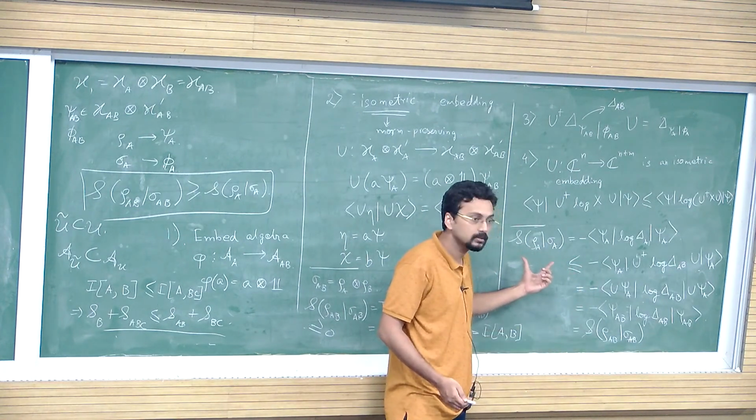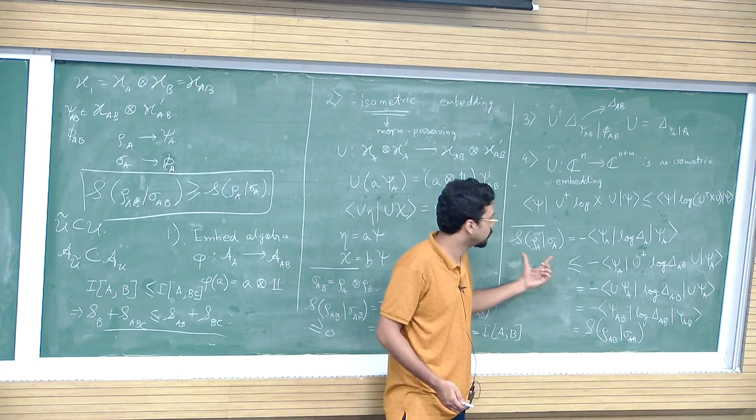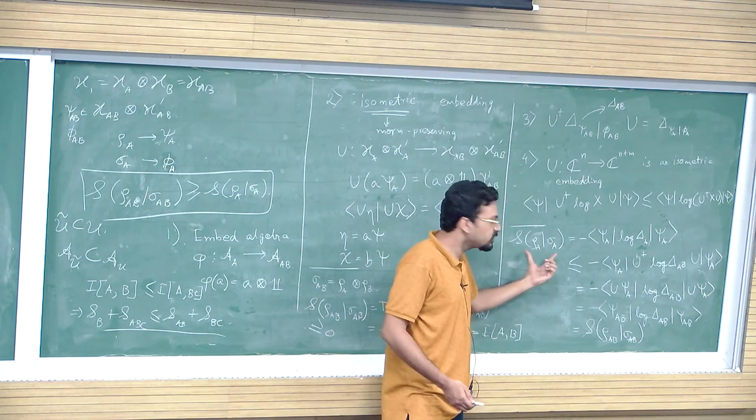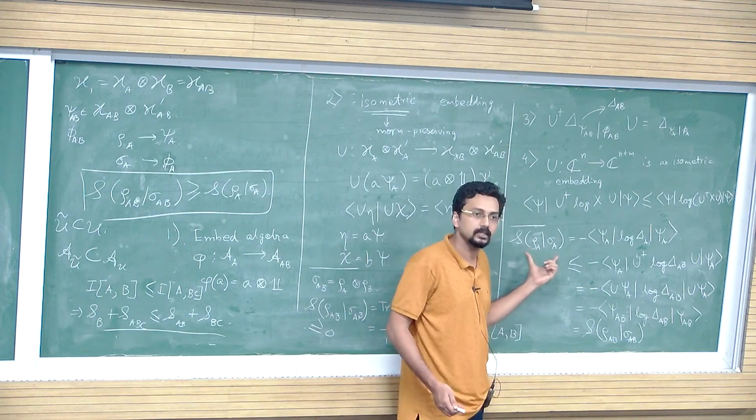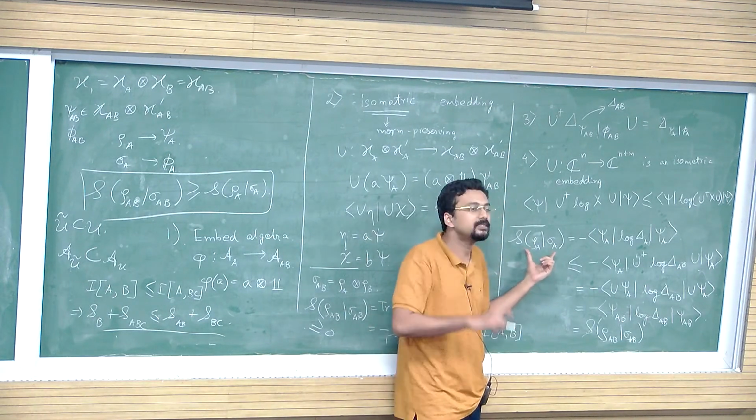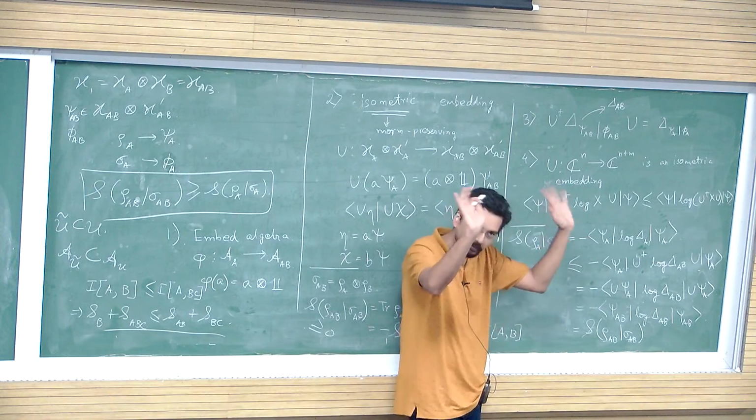So this is the distance between two states. Not the entanglement. No, this is the distance between two states rather. Yeah, I should say, the distance between two states, the distinguishability between two states, however you want to put it.